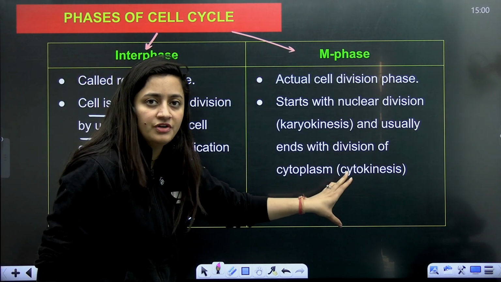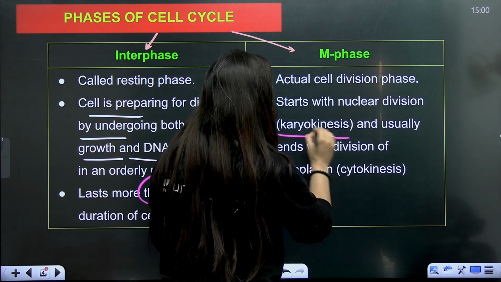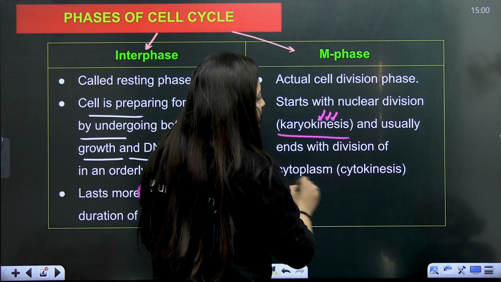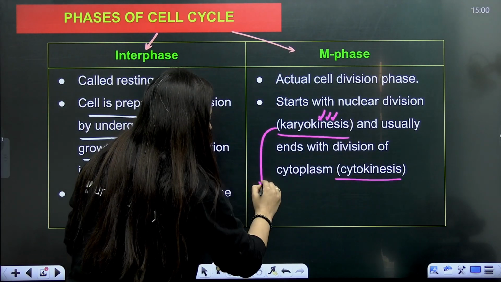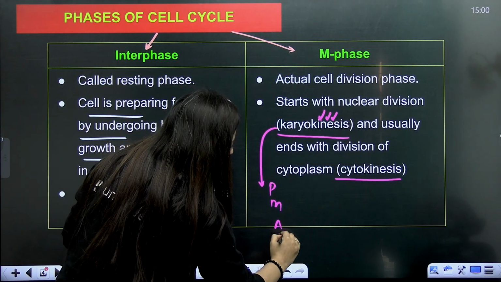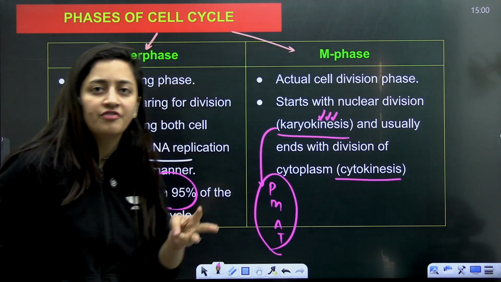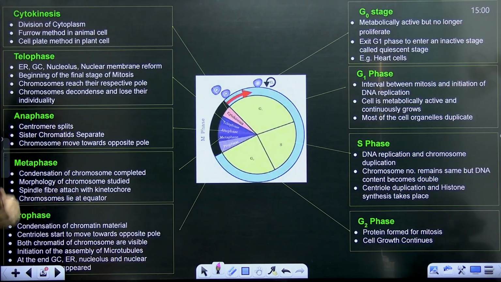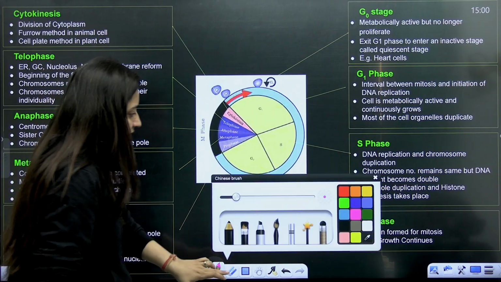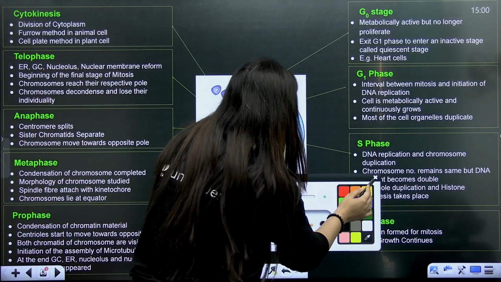The M phase is the actual division phase, where the first thing is karyokinesis, which is also known as nuclear division, and then cytokinesis. For karyokinesis, we have the trick PMAT: prophase, metaphase, anaphase, telophase. That's what we have to remember here. Now let's see this particular diagram and understand the things in relation to that.